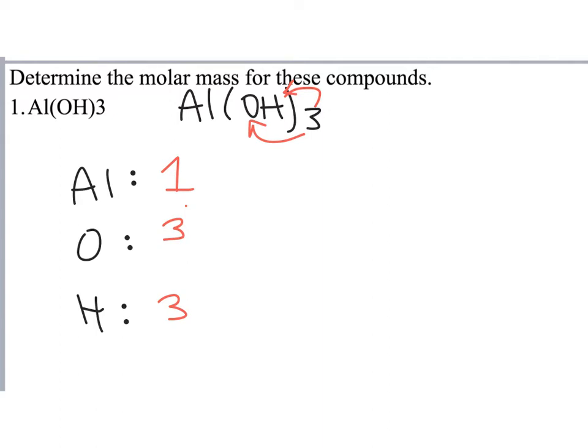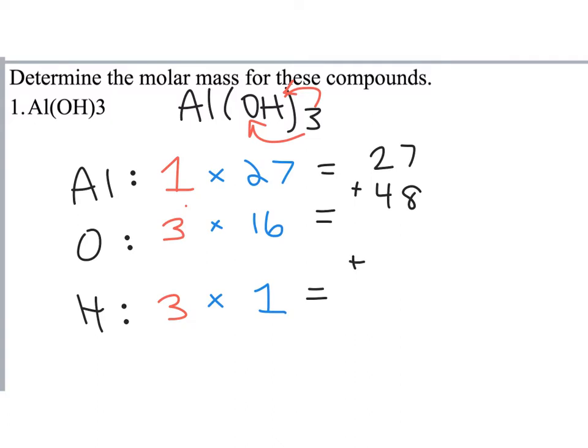Then I'm going to say, alright, what are your atomic masses? Atomic masses, or their molar masses. Aluminum is going to be 27, oxygen is going to be 16, and H is going to be 1. The more you see these, some of them, like oxygen, you're just going to end up remembering. Multiply them all out. 27 plus 48 plus 3. And your overall answer here is going to be 78 grams per mole. And that's going to be your molar mass for this substance.